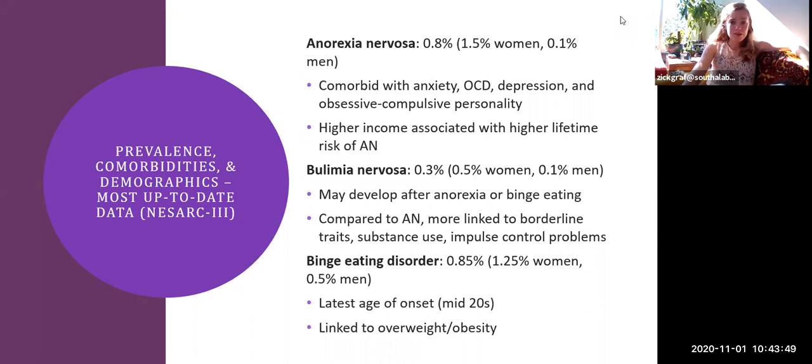The lifetime prevalence of bulimia nervosa in the United States is, that might not be right. I'll have to double check that figure because clinically it's actually more common. The diagnosis of bulimia nervosa is more common in clinical settings than the diagnosis of anorexia nervosa. But again, as Dr.